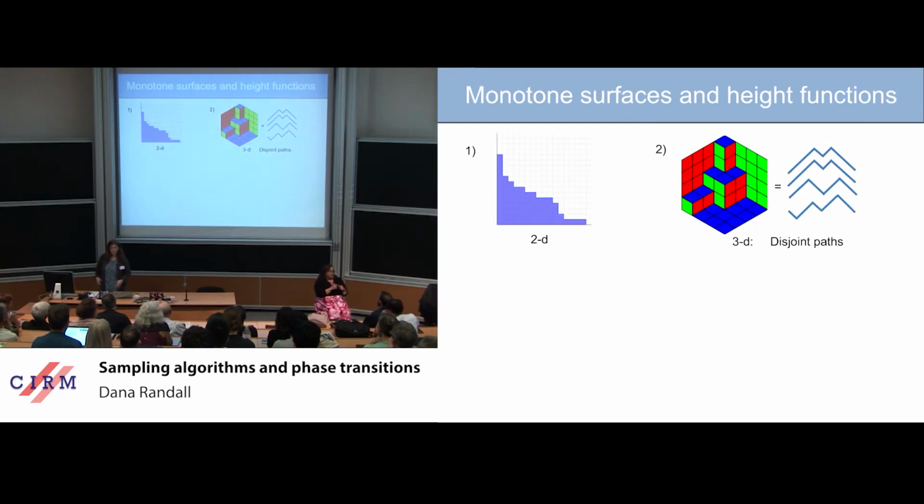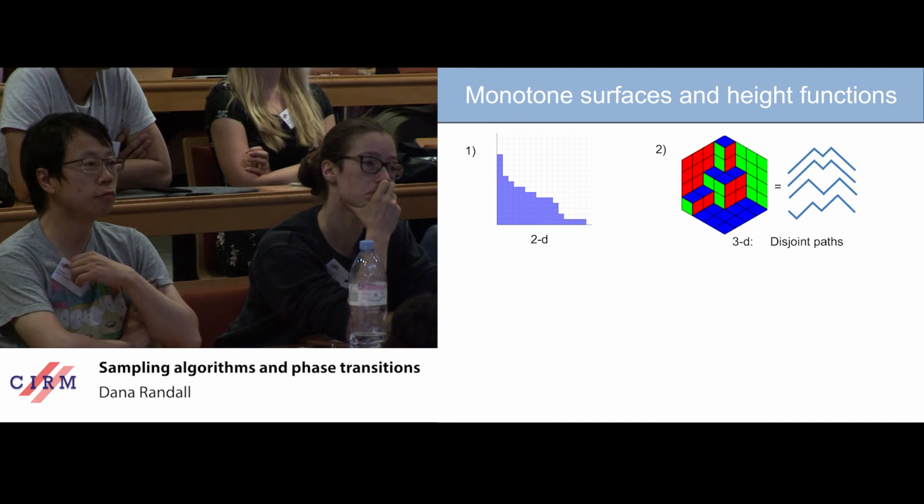Okay. This is just the preamble to show you a bunch of problems that all have a commonality. So we talked about the paths. We talked about these lozenge tilings, which again is a two-dimensional model with a three-dimensional box representation. And I'm going to be more interested in capturing it as disjoint paths.